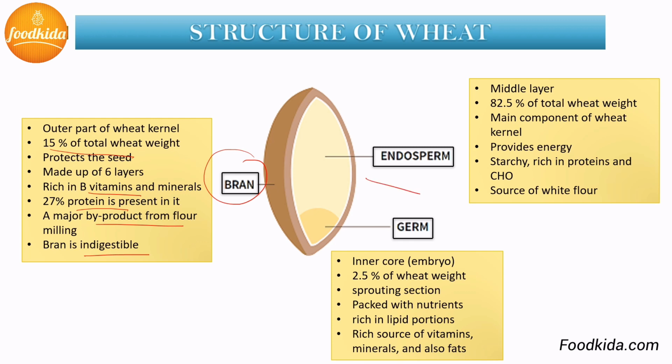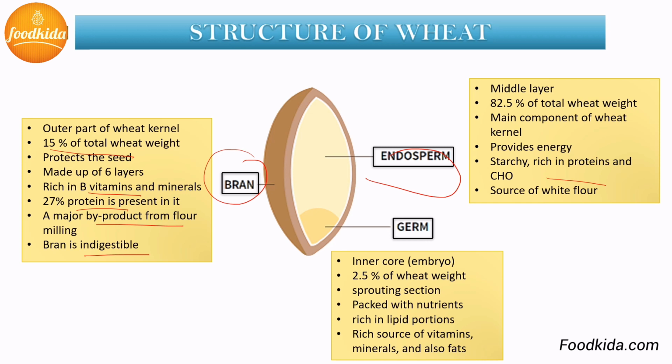Now, endosperm. Endosperm is the biggest part of the kernel, and about 82.5% of the kernel is endosperm and the source of white flour. Its function is to supply food for the embryonic plant during germination. Endosperm is the floury portion of the wheat kernel, and it contains the greatest share of proteins, carbohydrates, and iron, as well as the major vitamin B complexes such as riboflavin, niacin, and thiamine. It is also a source of soluble fiber.